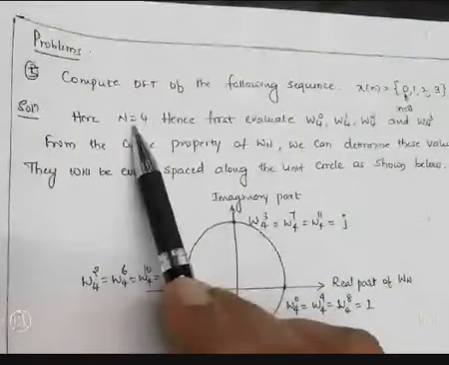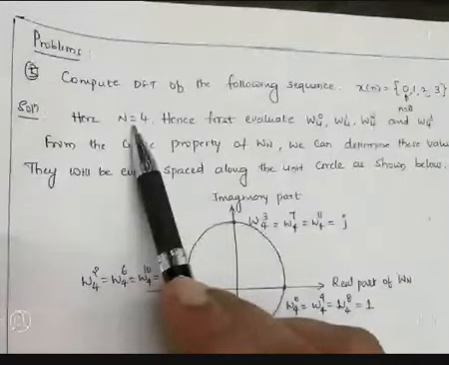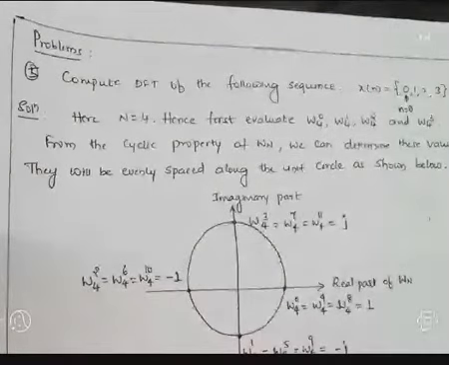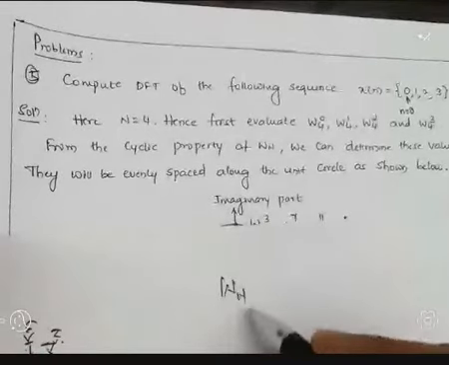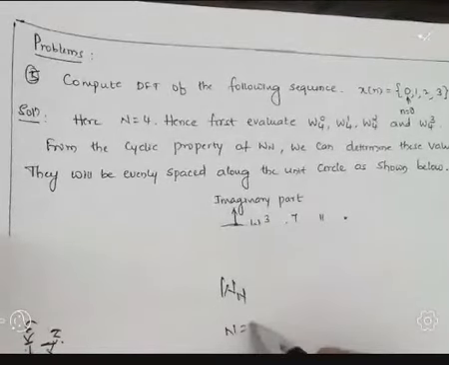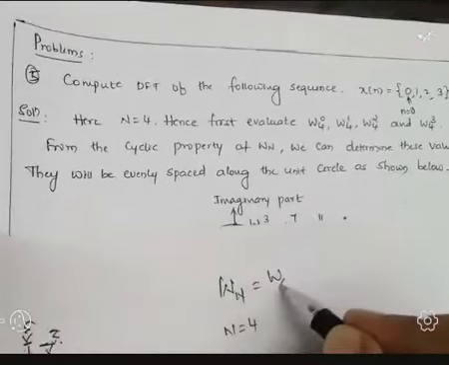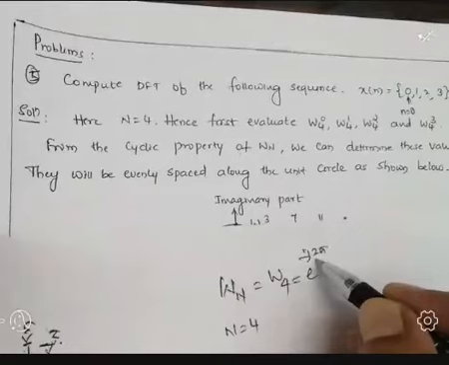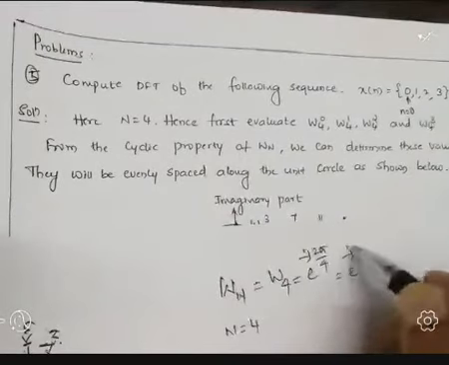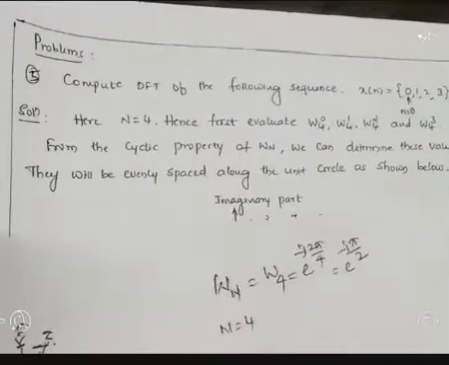So, N equal to 4 means W of N, this N is 4. Hence, we have to calculate W of 4. W of 4 means e to the power minus j 2 pi by 4, that is e to the power minus j pi by 2. Okay, this is the twiddle factor.